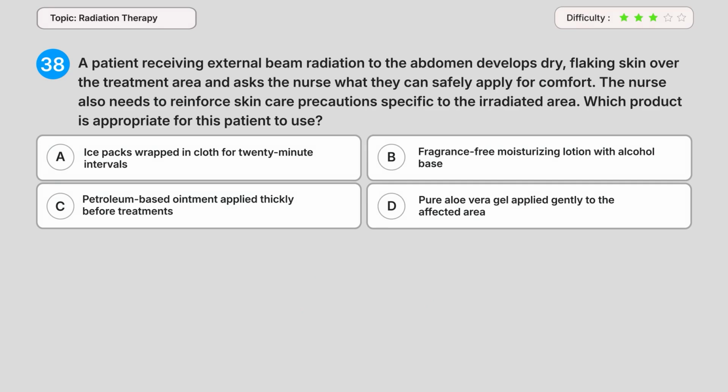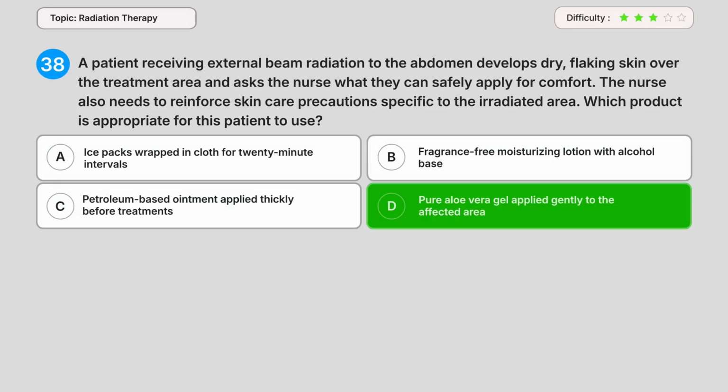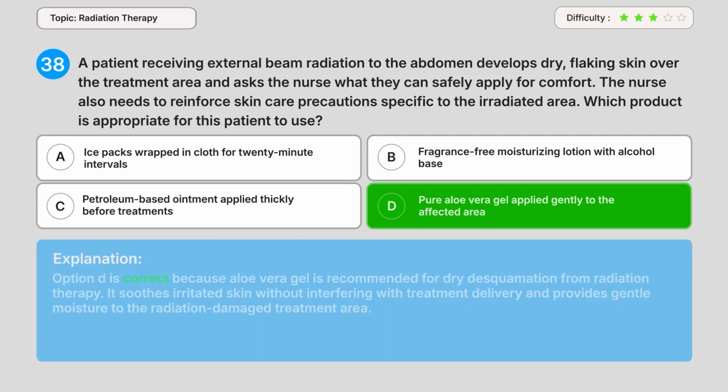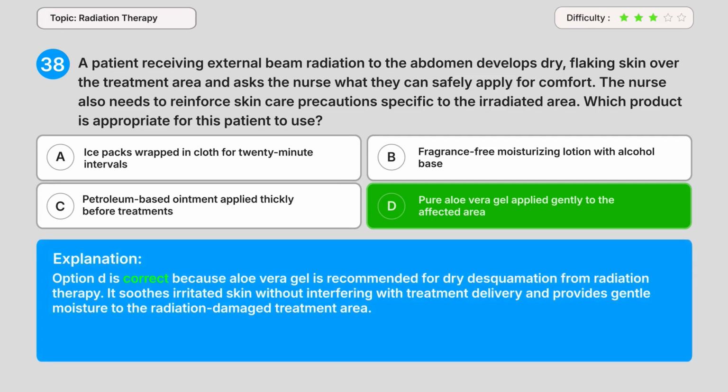Correct answer, D. Pure aloe vera gel applied gently to the affected area. Explanation. Option D is correct because aloe vera gel is recommended for dry desquamation from radiation therapy. It soothes irritated skin without interfering with treatment delivery and provides gentle moisture to the radiation-damaged treatment area.